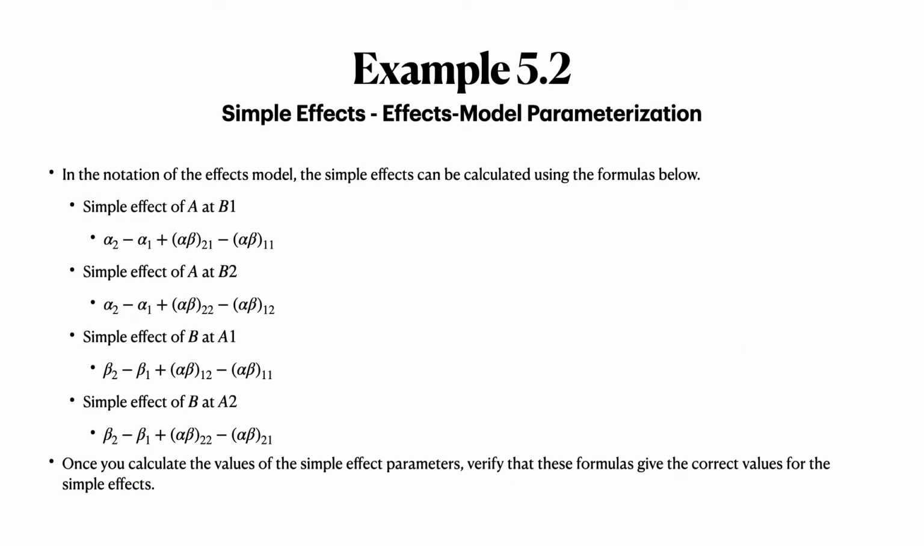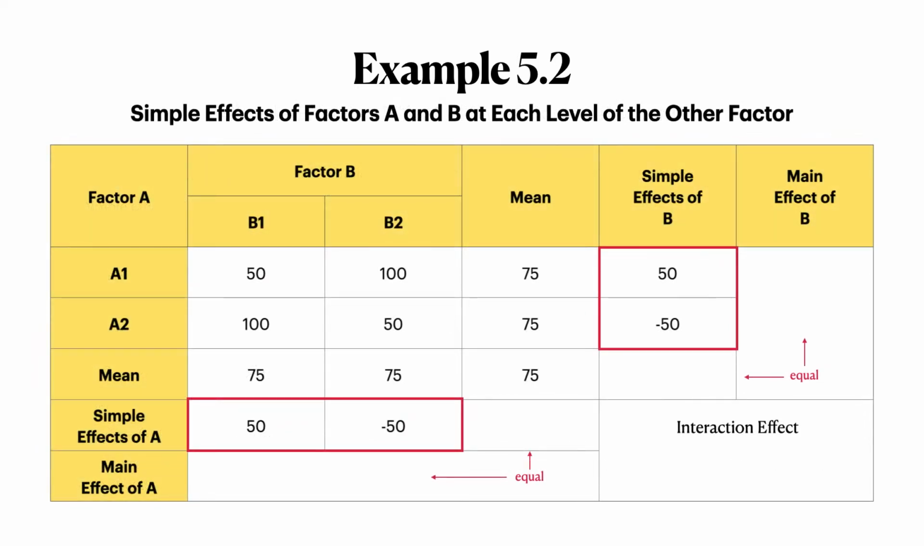And then finally, we can calculate the simple effects using the effects model parameters and their values as well. Now, again, these effects model parameters, their values were not given to us in the statement of the example. I'm wanting you as an exercise to calculate their values. And so once you do that, then plug them into these four formulas and verify that you get the same values as we got using the other calculations. And so make sure that you get these values that I've highlighted here in the table.